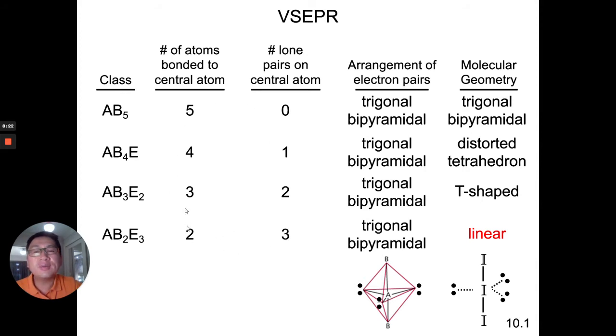Everything on this slide right here, though, notice 5 things attached, 4 and 1, 3 and 2, 2 and 3, 5 and 0. These things are all exceptions to the octet rule. Because with the octet rule, you should only have like 4 things. These are exceptions to the octet rule.